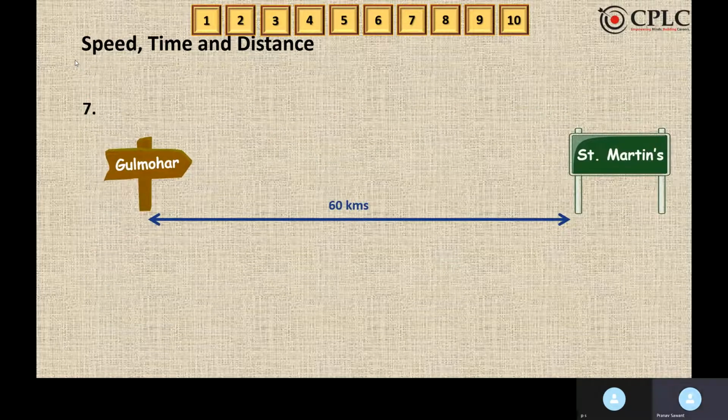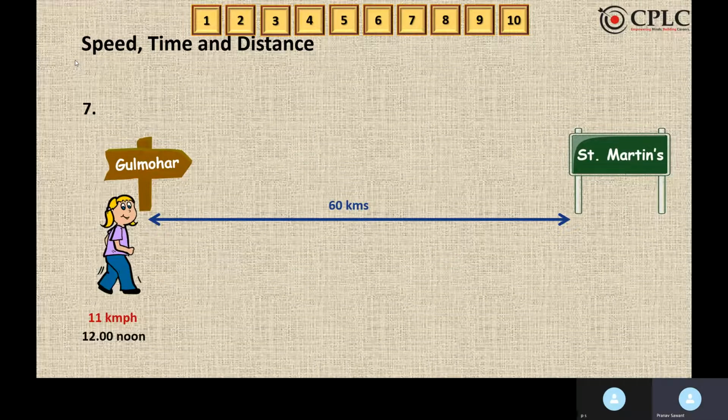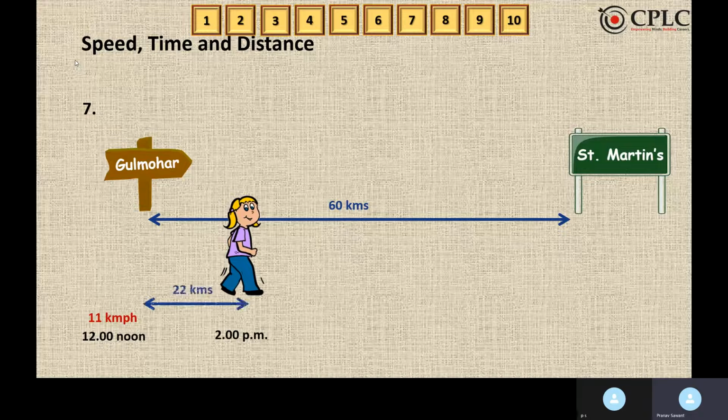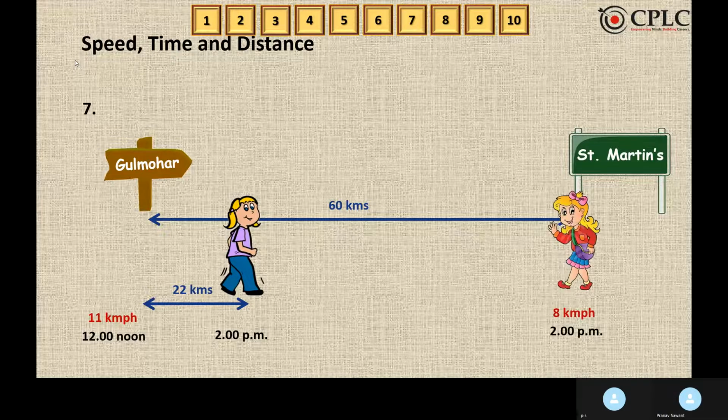Now, the distance between Gulmohar and St. Martins is 60 kilometers. Jasi starts at 12 noon with the speed of 11 km per hour. So by the time it's 2, Jasi would cover 22 kilometers because her speed is 11 kilometers per hour. So in 2 hours, she would cover 22 kilometers. Now, at the same time, she leaves at 8 kilometer per hour speed from St. Martins to Gulmohar. We have to find the time taken to meet. Now the separation between the two is 38 kilometers.